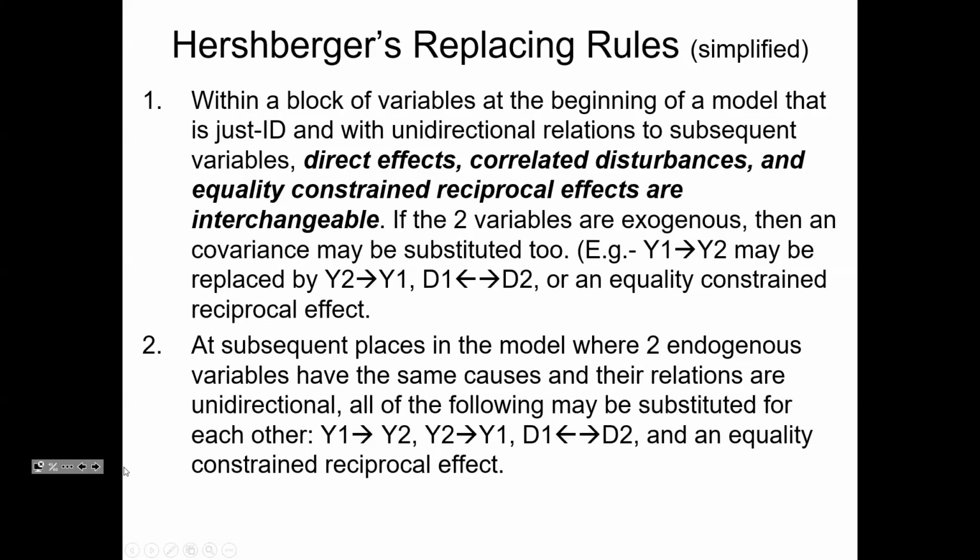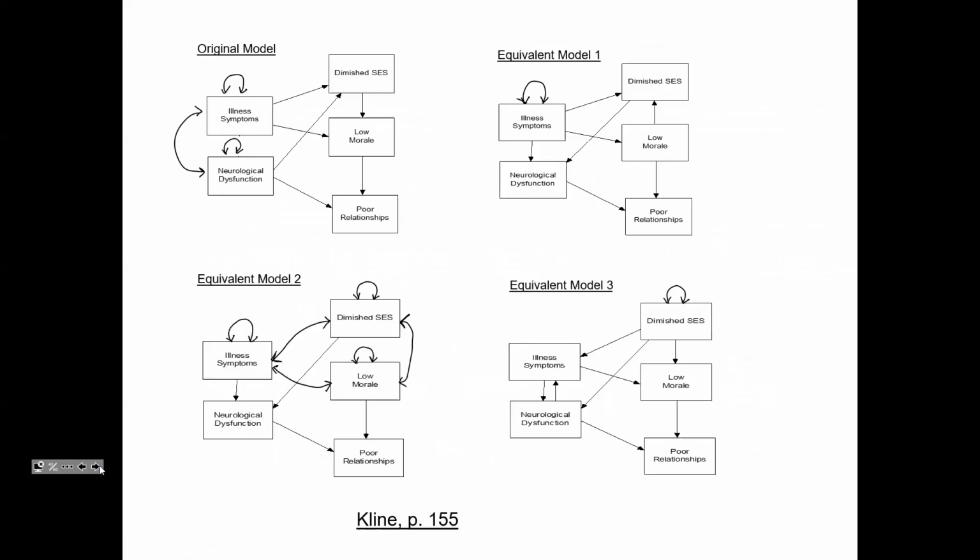When you start to follow that logic, here's a simpler example. Here's the original model, and here are three equivalent models that look really different. You can see what I'm saying here: between neurological dysfunction, you've got a reciprocal causation path here. Anyway, these are all equivalent models.